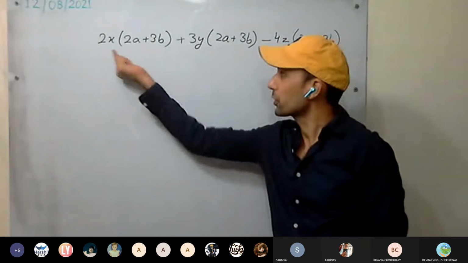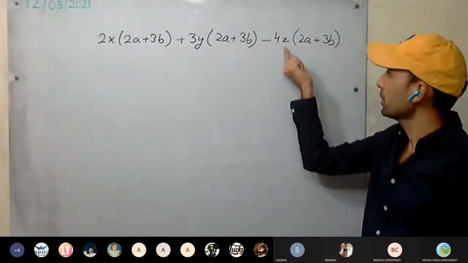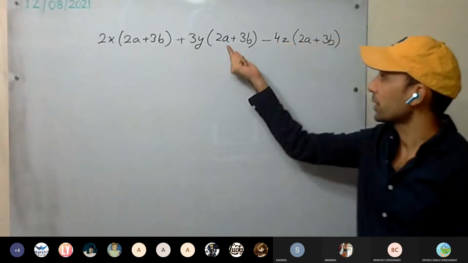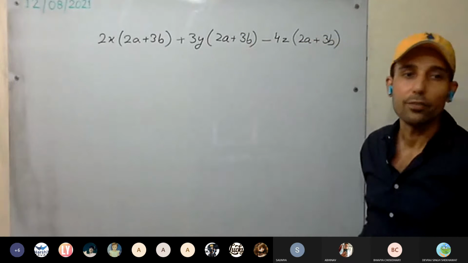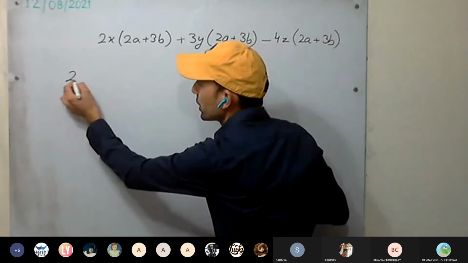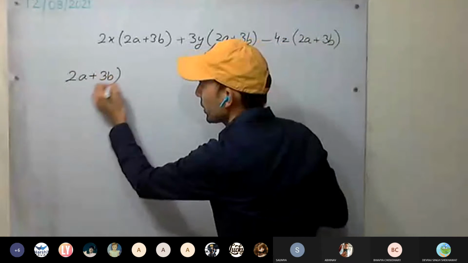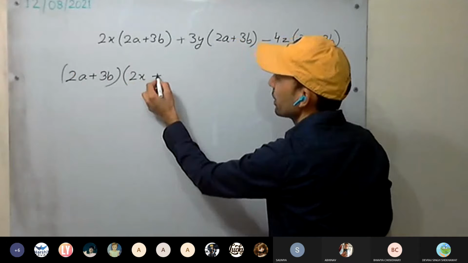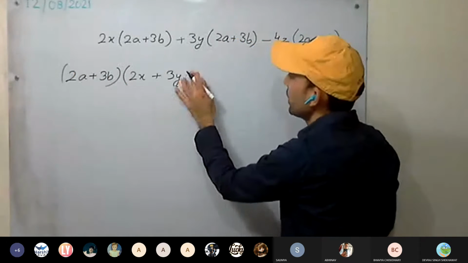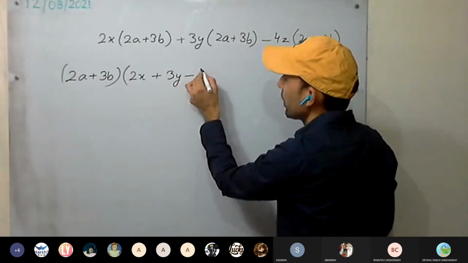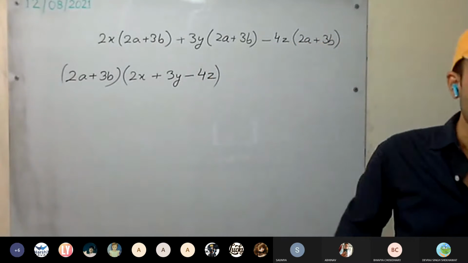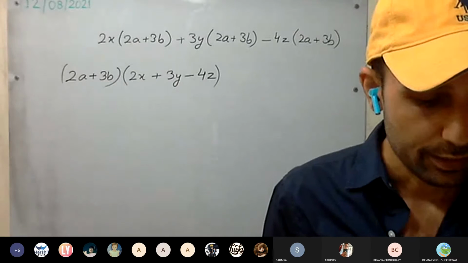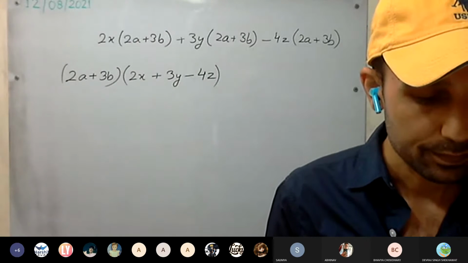Now, first term, second term, third term. What is common in them? Sir, 2a plus 3b. We will take 2a plus 3b out. And what will remain here? 2x plus 3y and minus 4z. Have you all understood? Yes, sir. Okay.